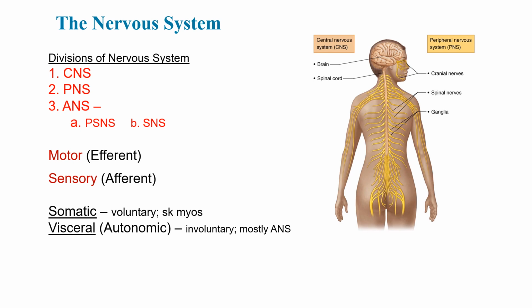Then we have, again, a little more location. So somatic would be another kind of word for motor. All right, very common. There's also some sensory stuff when we talk about somatic. You have somatic senses, like your sense of touch. Okay, that sort of thing.